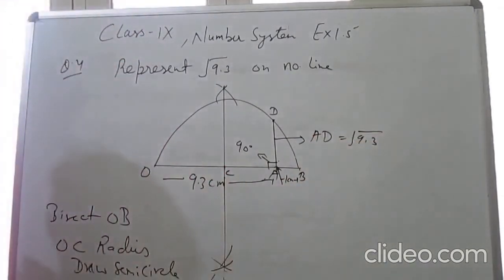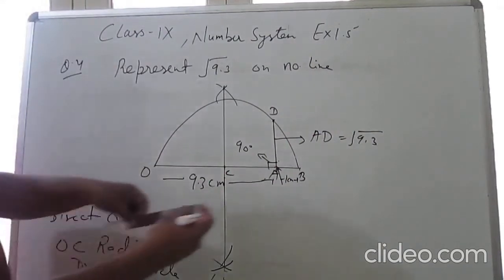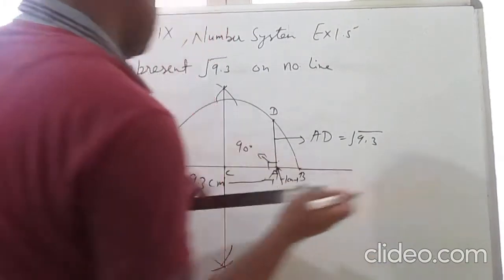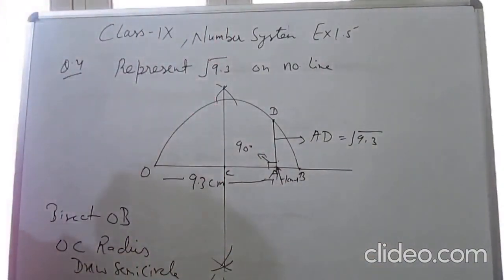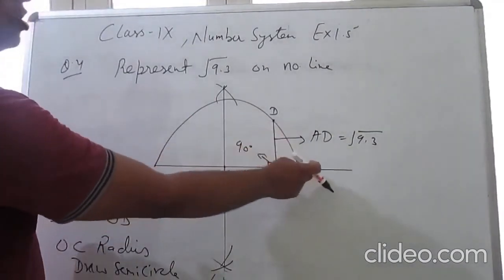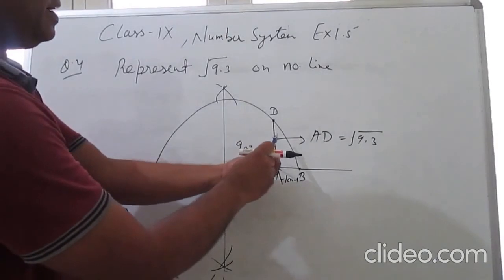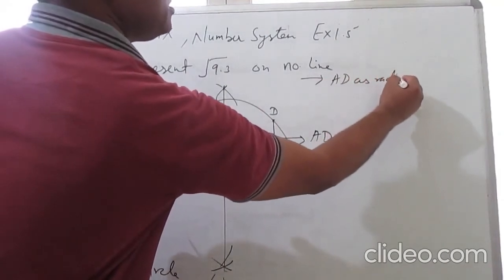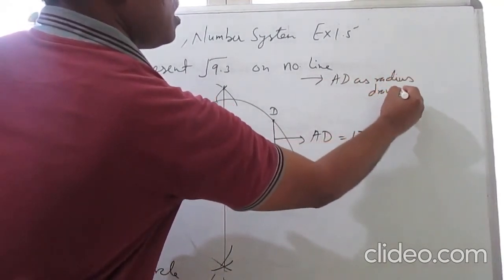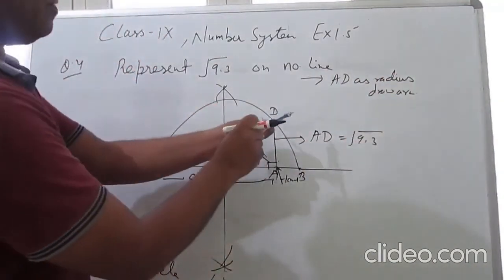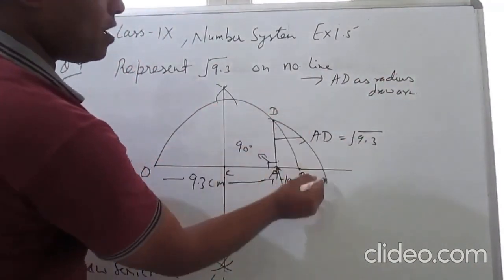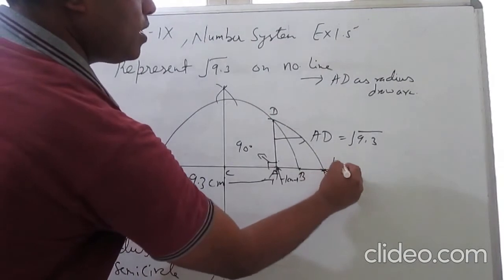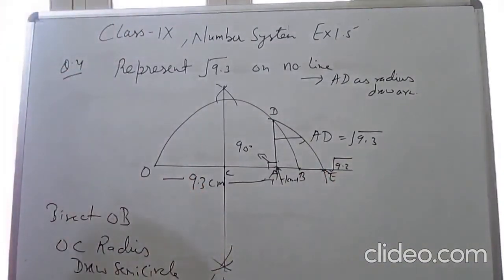Now how will you show it on the number line? Extend the line OB. Now AD is root 9.3. How will you show on this number line? Take AD as radius and draw an arc till it cuts the line. Give it name E. This point E is root 9.3 on the number line.